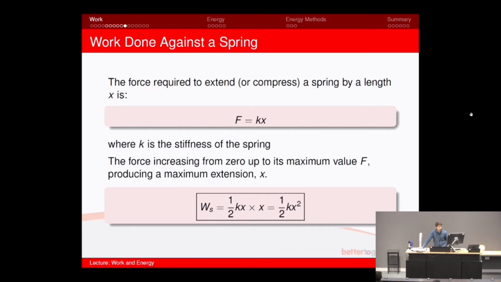Half kx is the force, because the force is not constant. As you expand or compress a spring, it changes versus the distance you are expanding or compressing it. So that is half kx, but then you need to multiply it again by x because that is the distance. Half kx is only the force, but you want to know the work, so that's why you're multiplying it with x again to get the work required to expand or compress it.